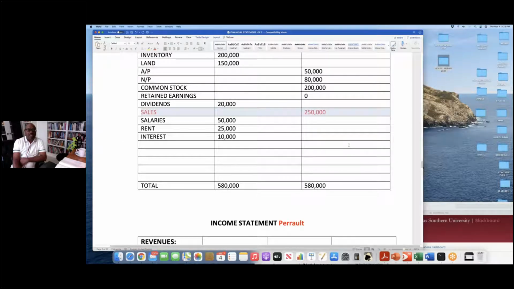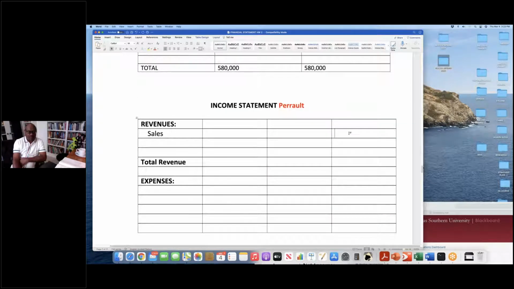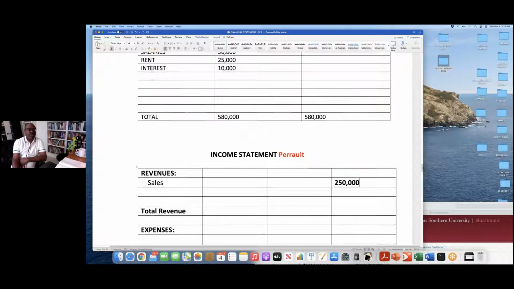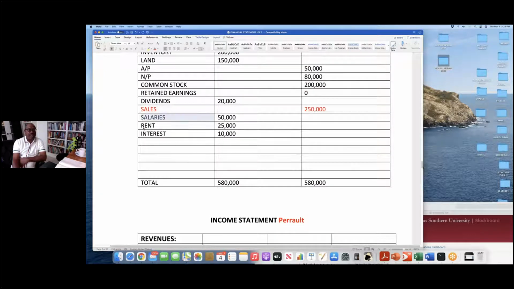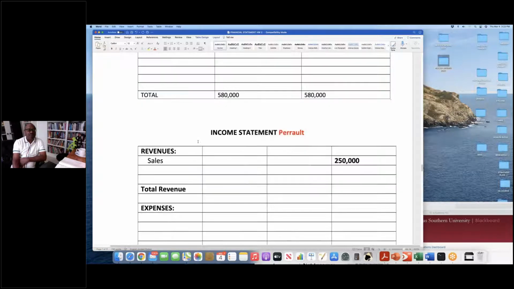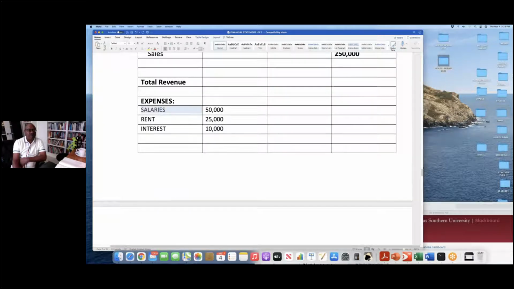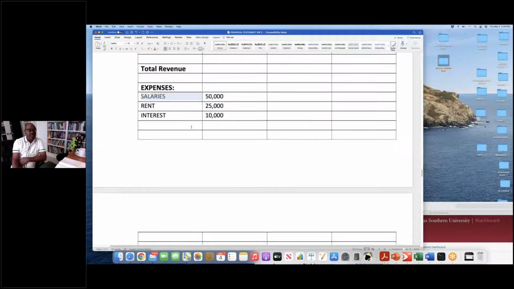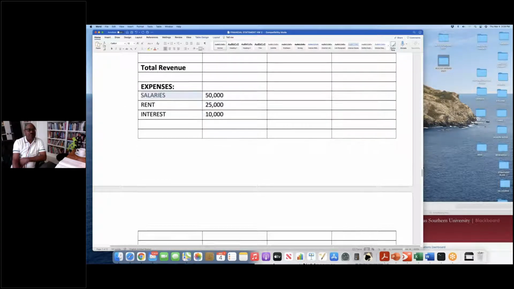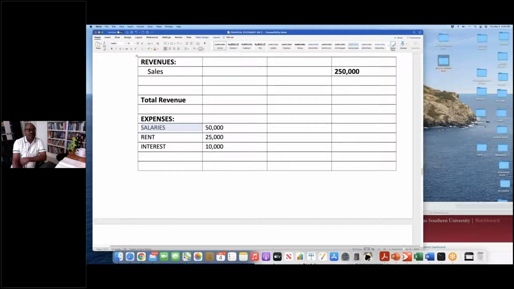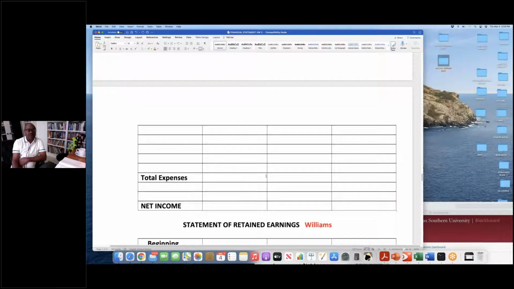Everything below sales is going where? On the income statement. And we can just copy these. So what are our total expenses? 85,000. So we put the 85 here.